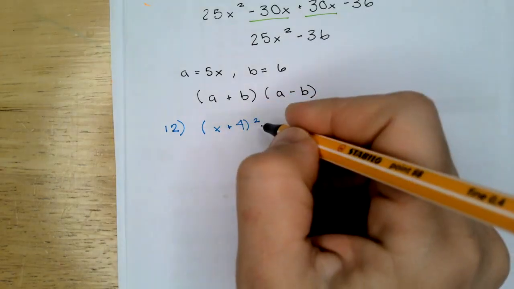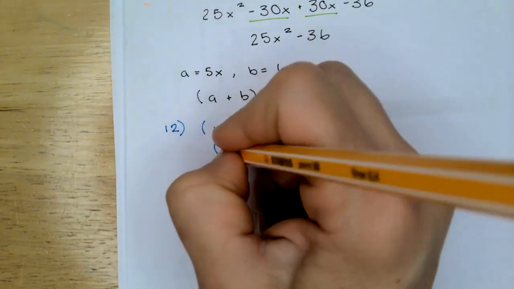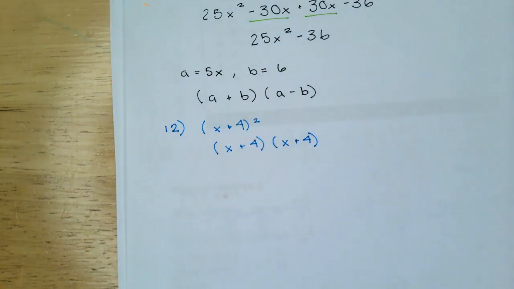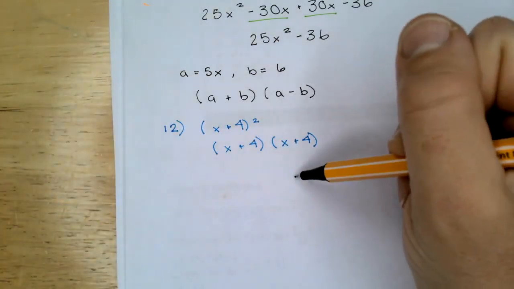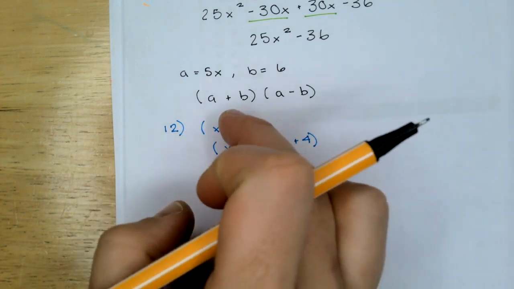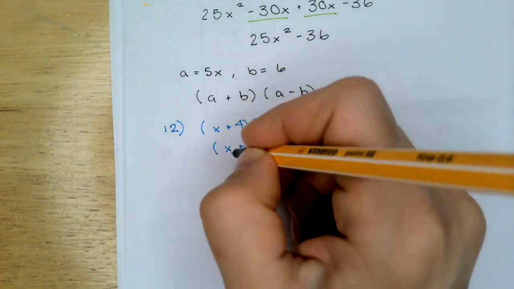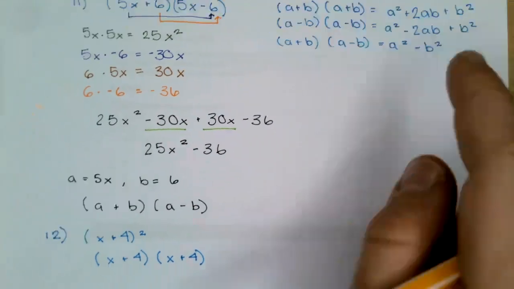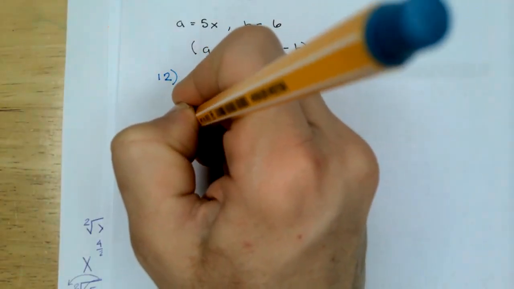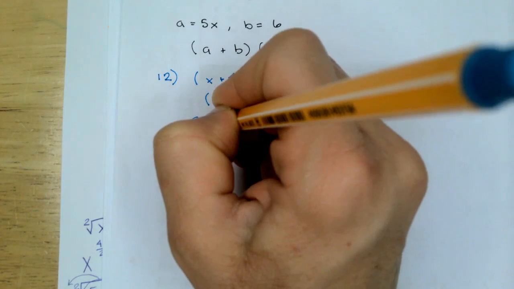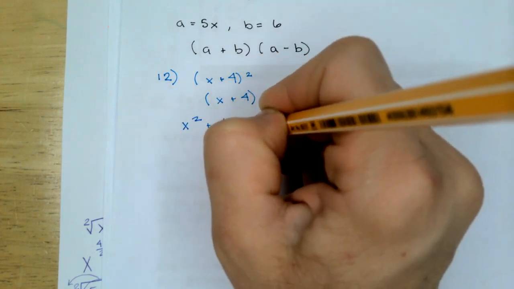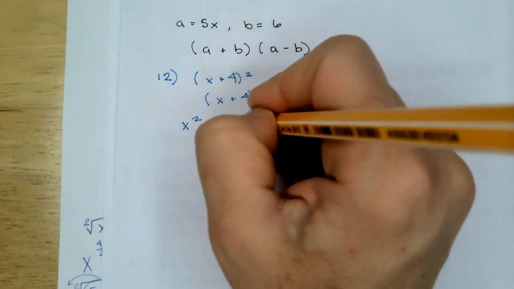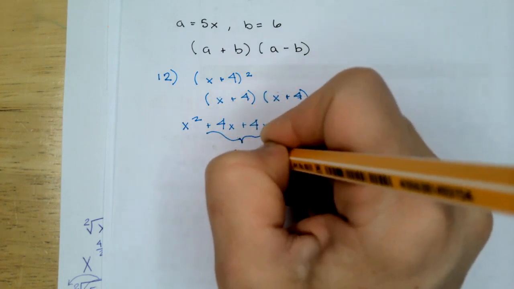Number 12 is x plus 4 squared. So remember, that's the simplified version, we're just kind of unsimplifying it. So we have x plus 4 squared becomes x plus 4 times x plus 4. Same thing we did up here. You can find out which one of these it is, write it like that, or just FOIL it. X times x is going to be x squared. X times 4 is going to be 4x. 4 times x is going to be 4x. 4 times 4 is going to be 16, right? And we're going to combine these.